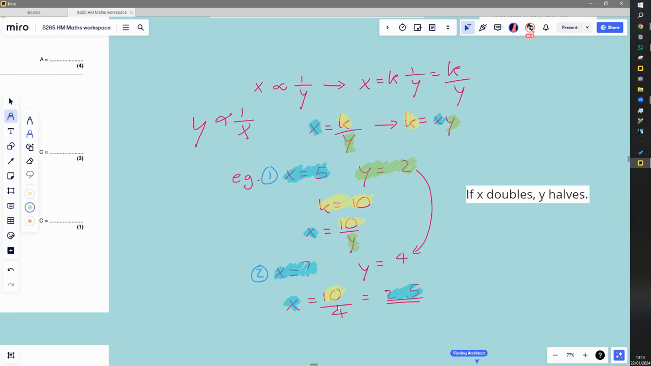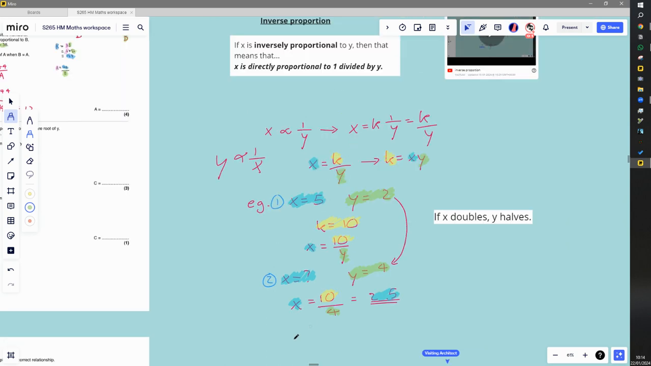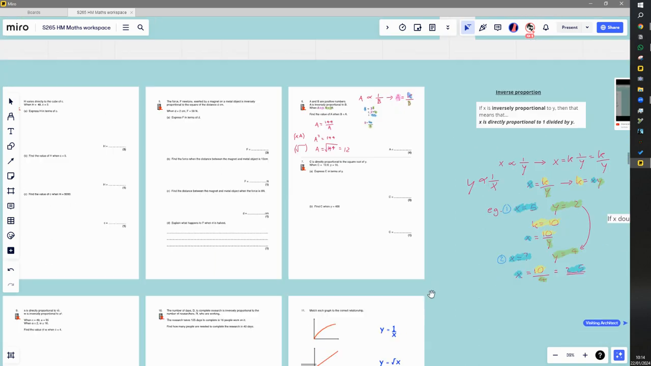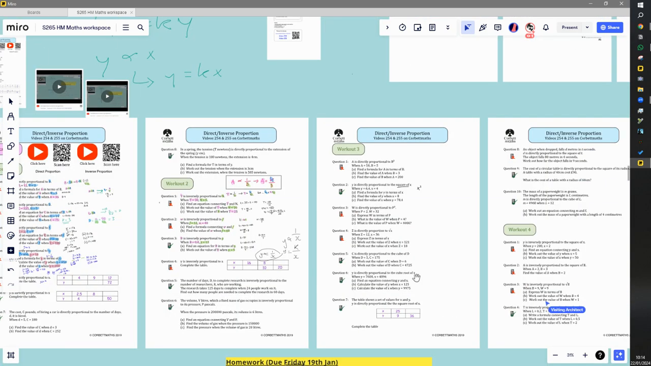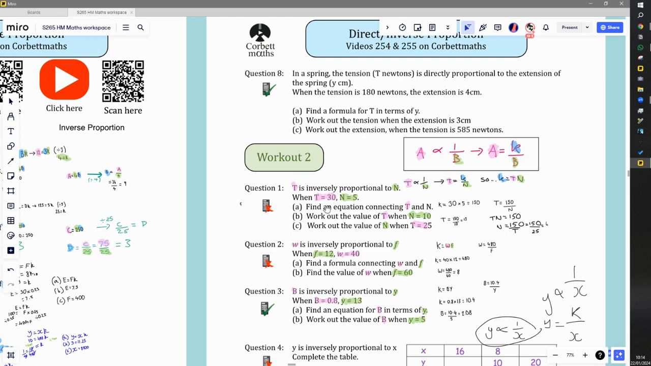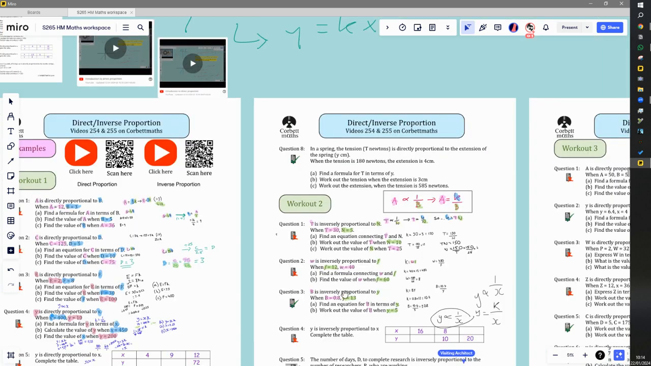So we've got now y is 4. So we use the equation x is equal to 10 over y. X is equal to 10 over 4. 10 divided by 4 is 2.5. So that's our value for x. So that's basically the kind of thing that we were doing in these questions. Where are they? These questions. Okay, questions 1, 2, and 3.